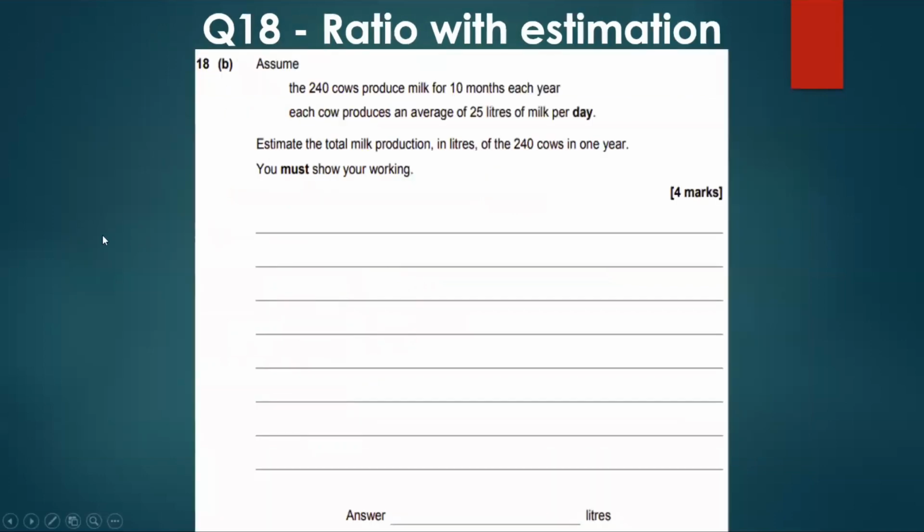Okay. 18b then says assume that 240 cows produce milk for 10 months each year. Each cow produces an average of 25 litres of milk per day. Estimate the total milk production in litres of the 240 cows in 1 year. You must show your workings. Okay, so a little bit of a worded question here, but actually it's quite simple. So we're going to assume that there's 30 days in 1 month.